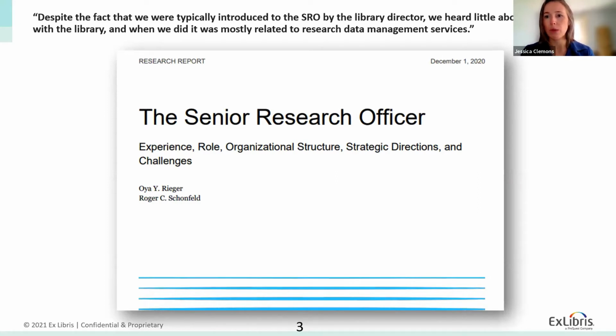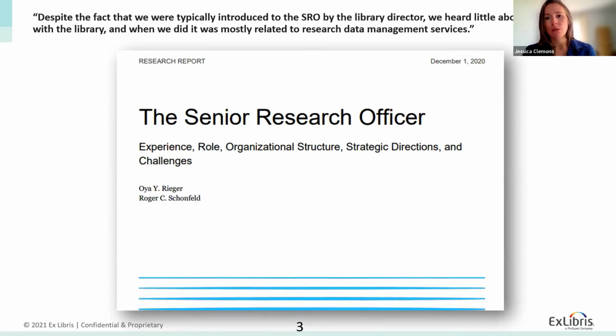And essentially what Roger and Oya did was they interviewed over 40 senior research officers at AAU and APLU, those large R1 institutions, to really get an understanding of what their role is, how they view themselves, and what their challenges are currently. This is freely accessible. It's a great read if you want to learn a little bit more. But one of the things that stood out to me, again, as a librarian, I was obviously looking to see what the senior research officer thought of the library.